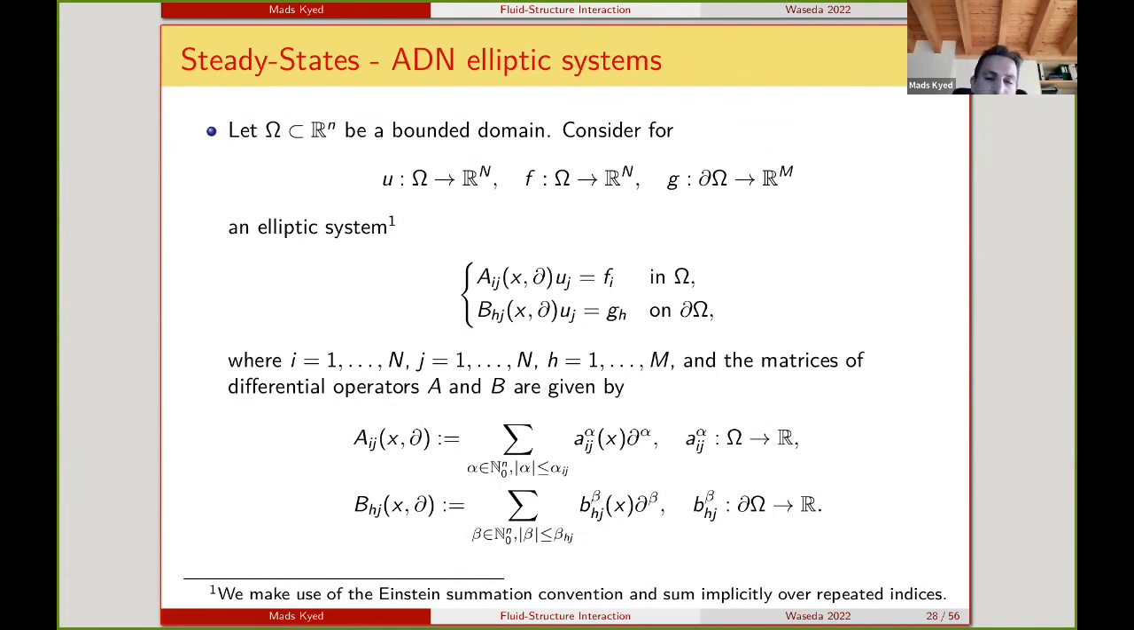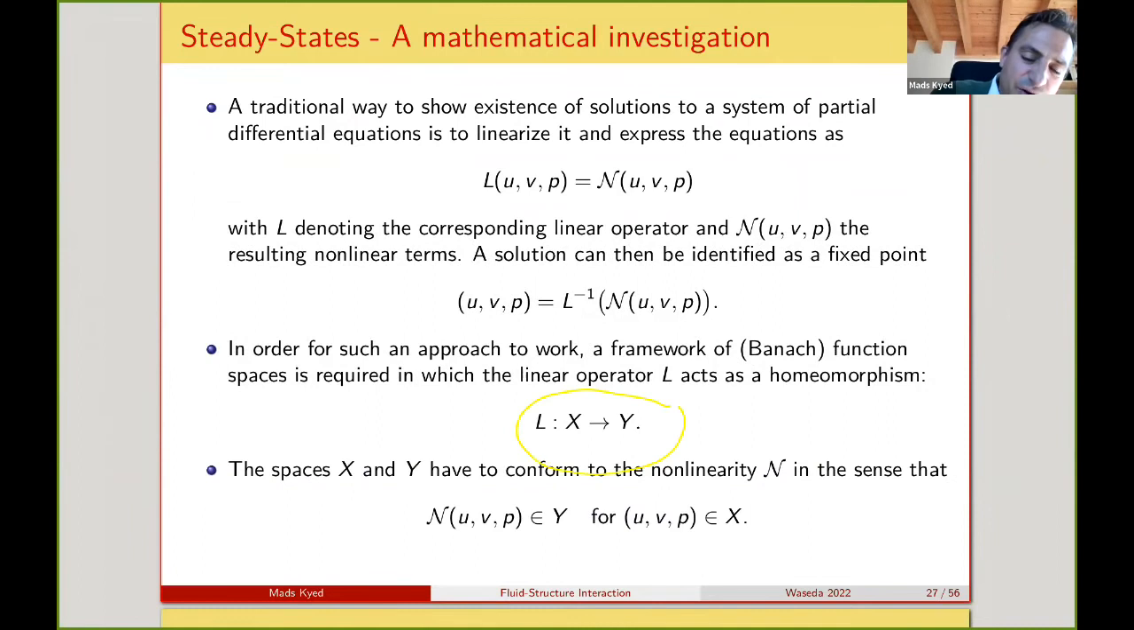Okay, so the first goal is a framework of Banach spaces such that the linearized operator is a homeomorphism. And one of the first answers is Sobolev spaces, L^p Sobolev spaces. Now, of course, why do we need such general L^p Sobolev spaces? Why not restrict ourselves to the Hilbert space case where p is equal to 2? This has to do with the nonlinearity down here.